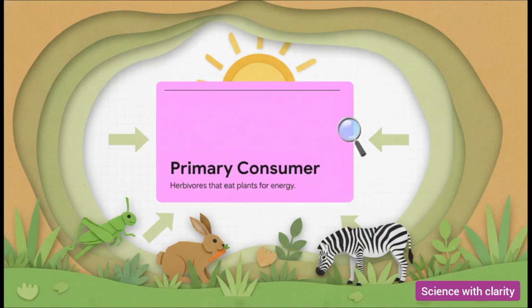Next up, we've got the primary consumer. These are the herbivores, like our buddy the grasshopper, that eat the plants. We call them primary because they're the very first consumers to directly tap into that solar energy the producers work so hard to store up. Though, to the grasshopper, it's just lunch.